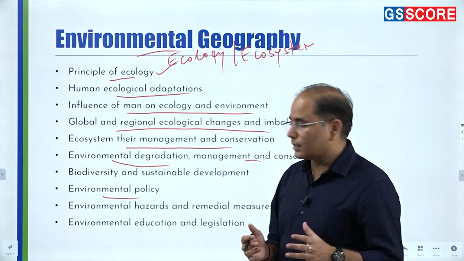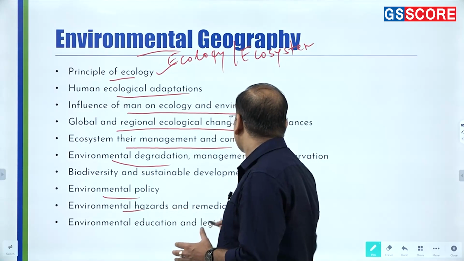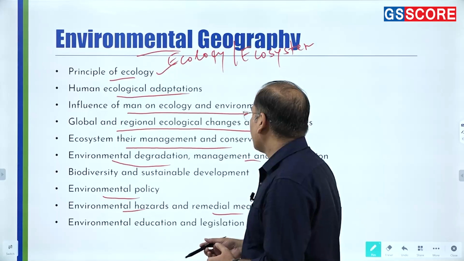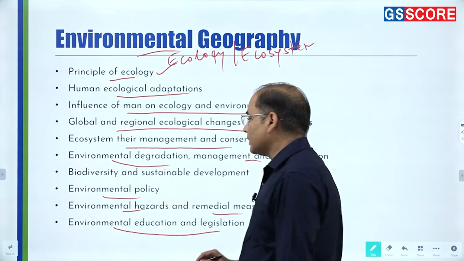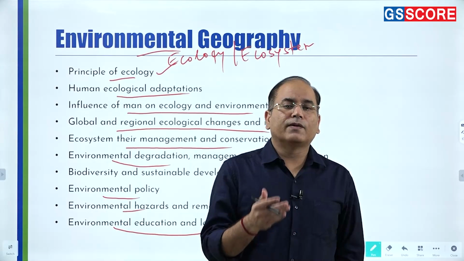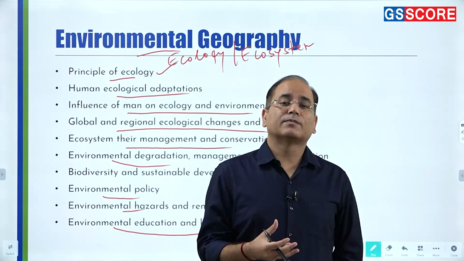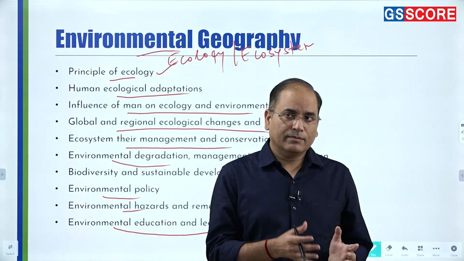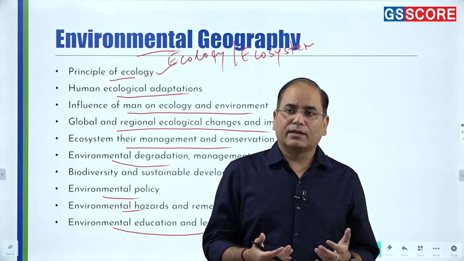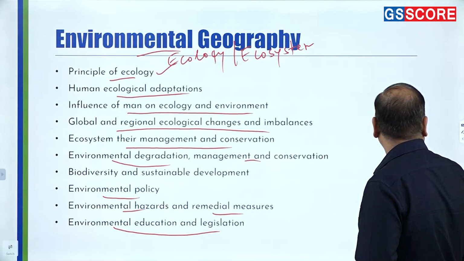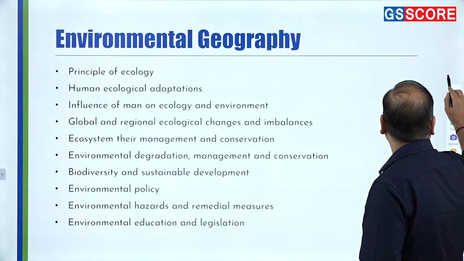Then we have environmental hazards and remedial measures. So it is a disaster-related thing. Environmental hazards are there, then we have the remedial measures. What are the measures that we are supposed to follow? And then environmental education and legislation, primarily from the perspective of the legislation that is prevalent in our country. So this is part of world physical, but here there will be some orientation towards India. So that's it, these are the topics that you are supposed to study.